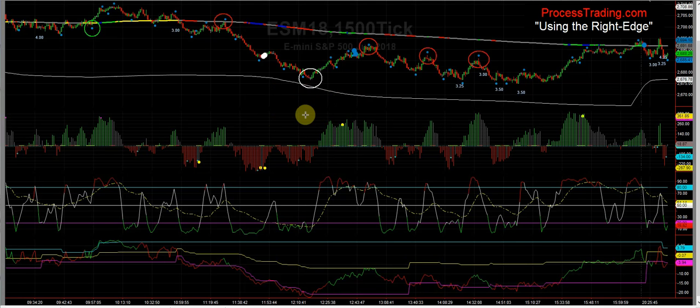So that's it for today. And we'll have another daily money-making setups to show you where you would have traded the S&P E-mini. And we'll do that tomorrow.